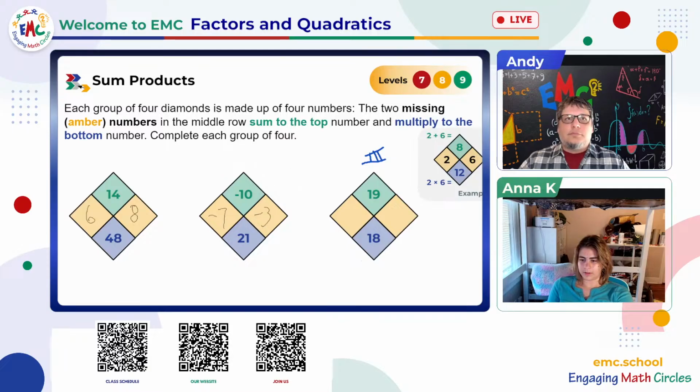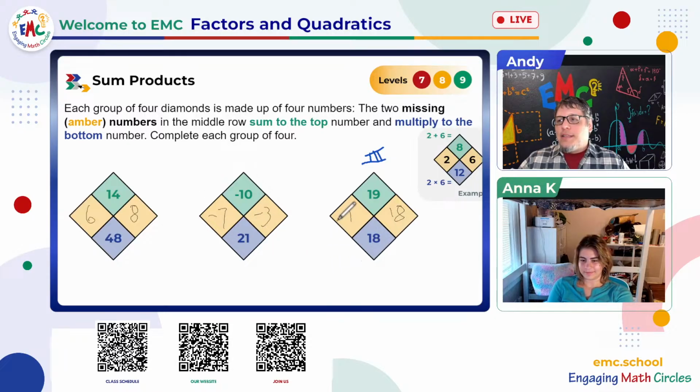What are the multiples of 18? 3 times 6? Wait, no. 3 times 6 works, or 1 and 18. Which of those adds up to 19? 1 and 18.